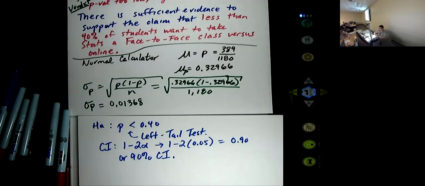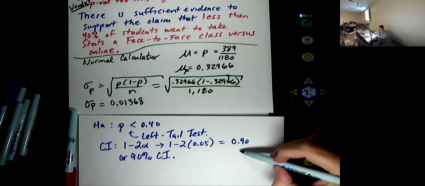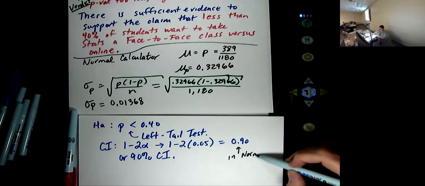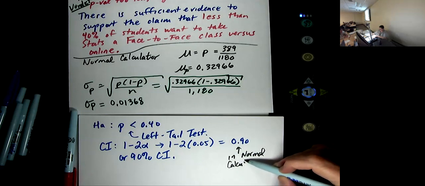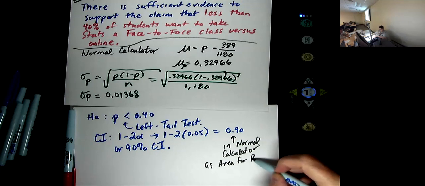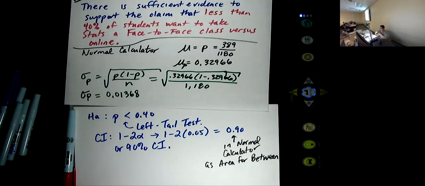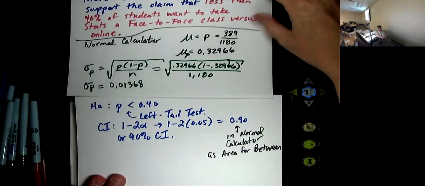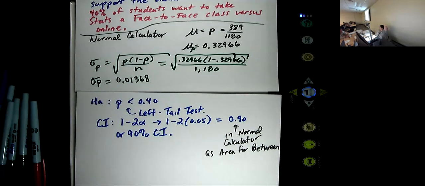We're actually going to use this 0.90 in the normal calculator as well, as the area for between. It's going to tie in our bell curve, our confidence interval, our normal calculator. You're going to see how it's all connected. And hopefully it'll actually mean something.